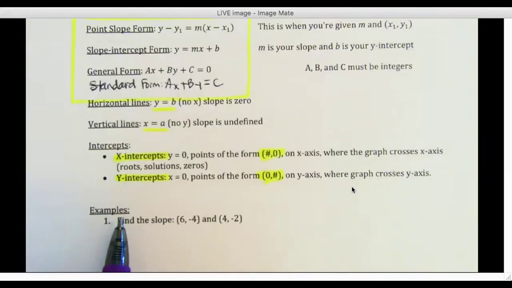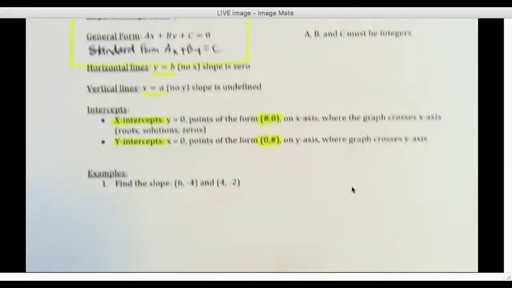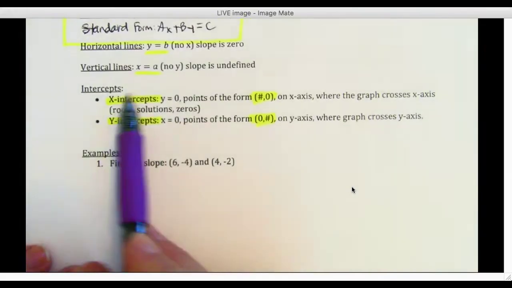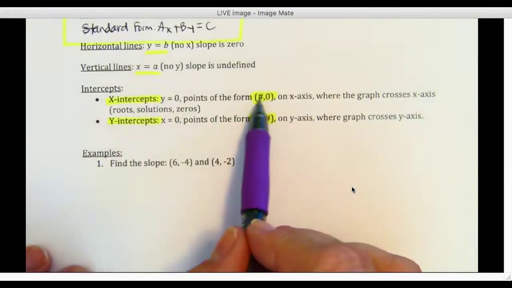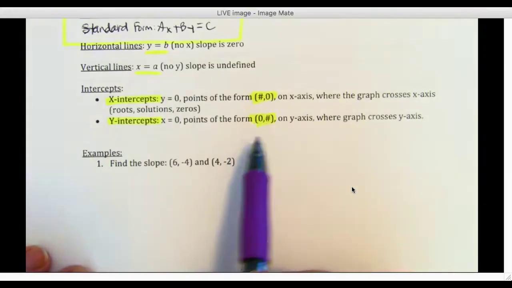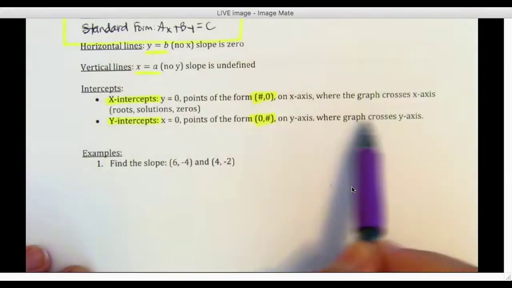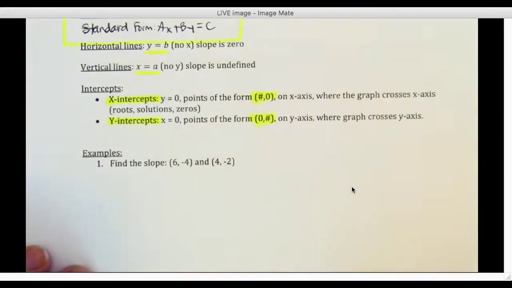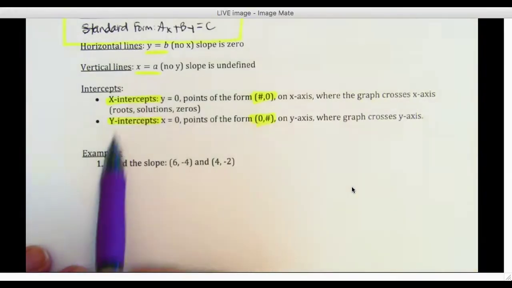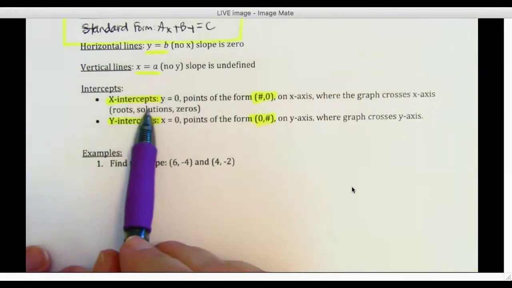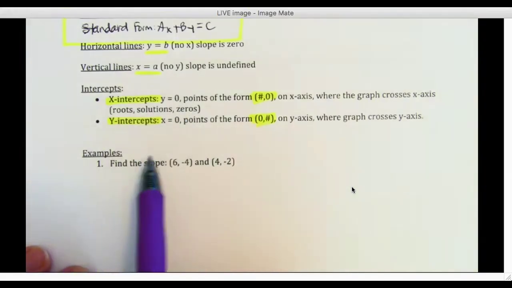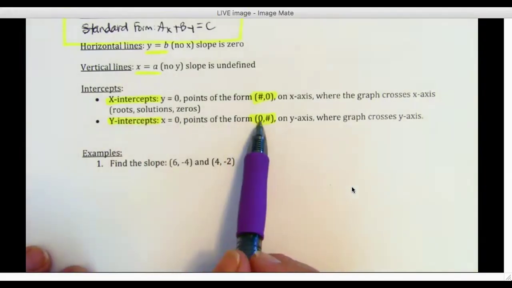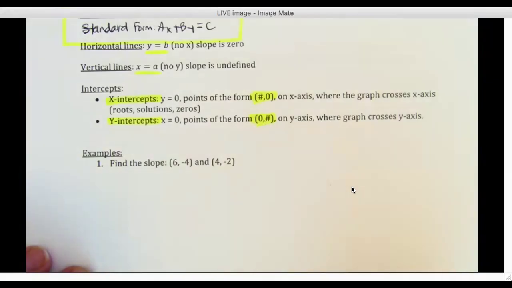If you are asked to find the x-intercepts or y-intercepts, if you're finding the x-intercepts, you're going to plug in 0 for y. The points have the form of a number and then 0 for the y. They are on the x-axis, and this is where the graph crosses the x-axis. X-intercepts sometimes are also called roots, solutions, or zeros. Y-intercepts, you're plugging in 0 for x, and then the points are of the form 0 and then a number. They're on the y-axis, and it's where our graph crosses the y-axis.